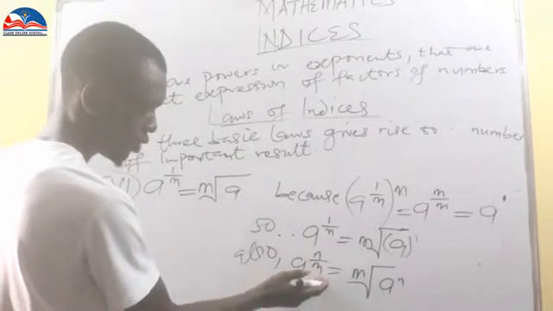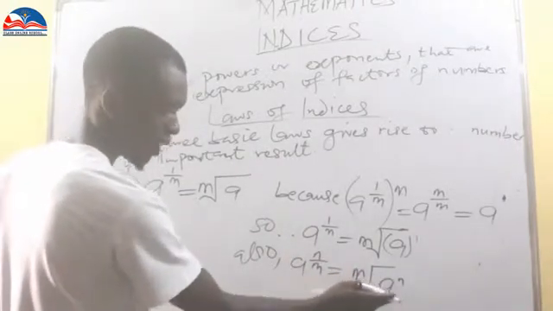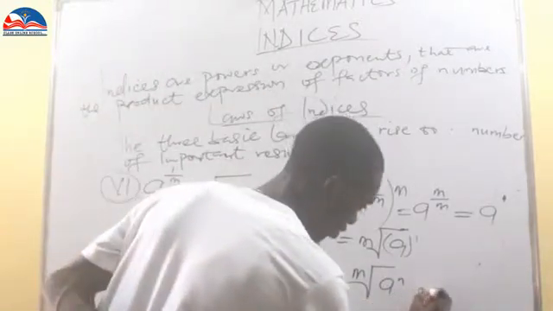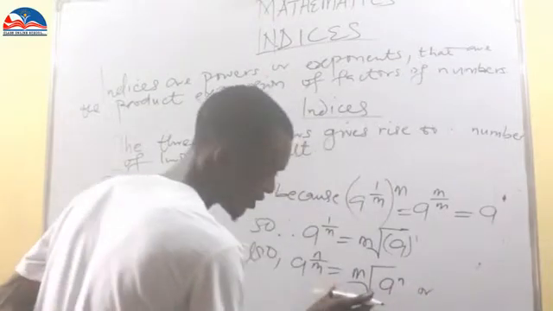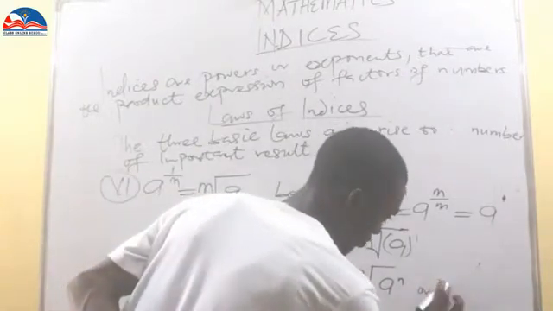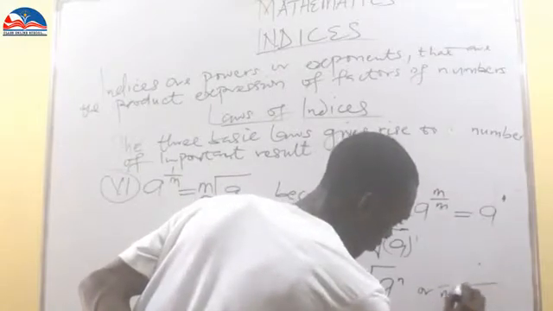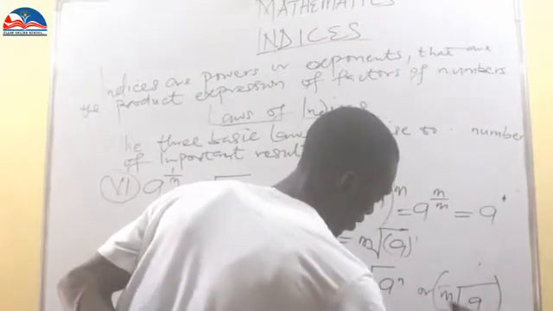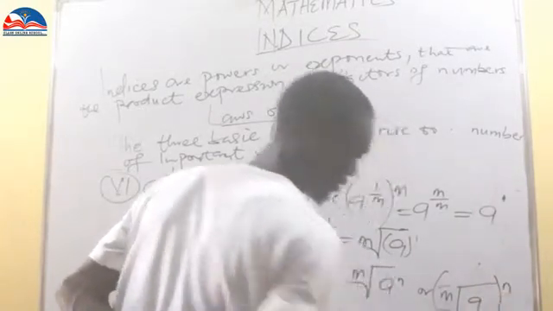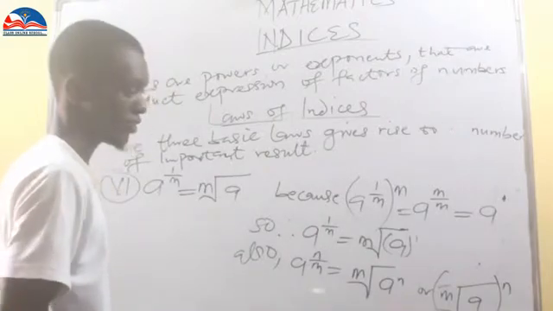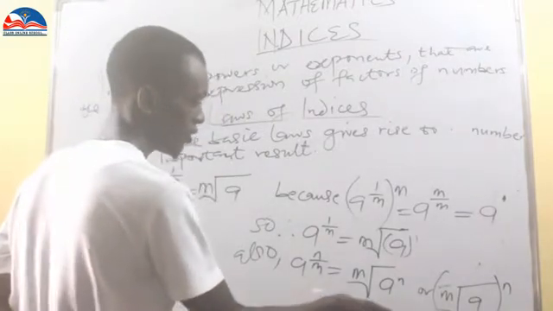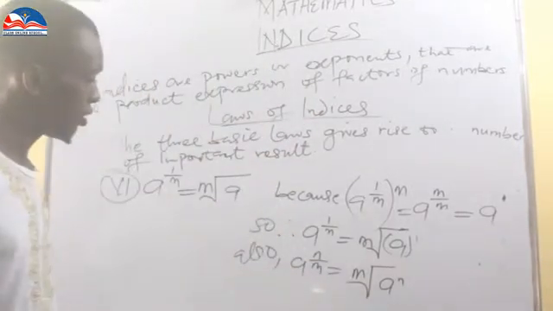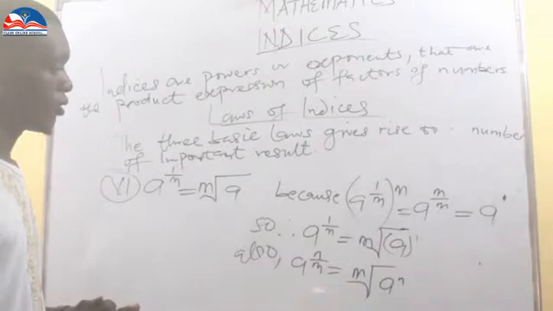M root A index N. Now I can also put this as M root A, putting this N. So it is the same thing; we put it in that format. So this is the sixth law.